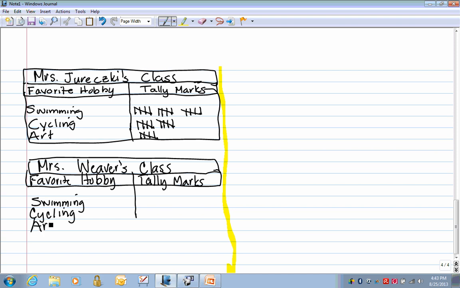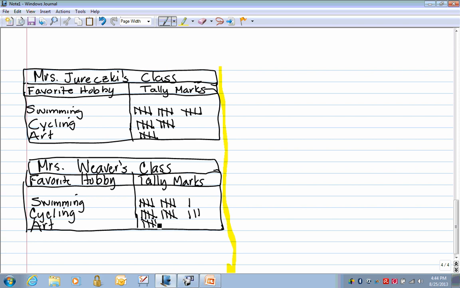and art. And boys and girls, remember, you do not have to limit yourself to 3 choices. It could be open-ended as long as you do both samples that way. So for Miss Weaver's class, 11 students chose swimming, so we need 11 tally marks. 13 students chose cycling, and 5 students chose art.